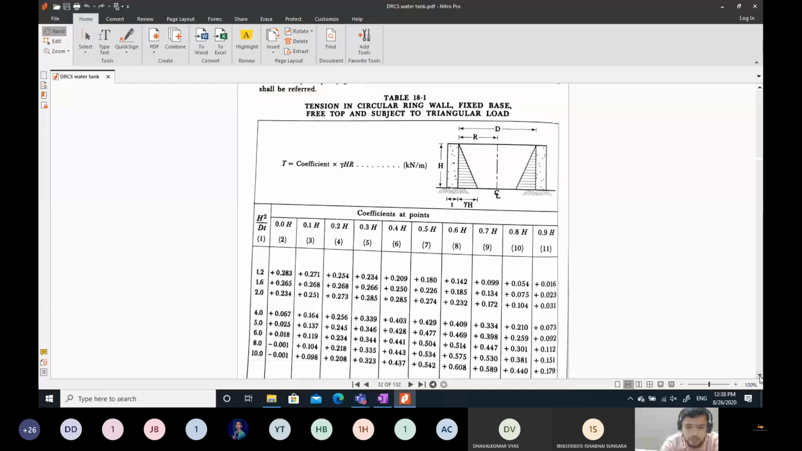Okay, so such tables are there for different h square by dt ratios. You can get the values of the bending moment at different heights. At 0 height means at the top, at 0.1 h, 0.2 h, 0.3 h. So at different fractions of the height, you get the coefficients of the bending moment. And this coefficient you multiply with this factor, and you will get the values of the tension.